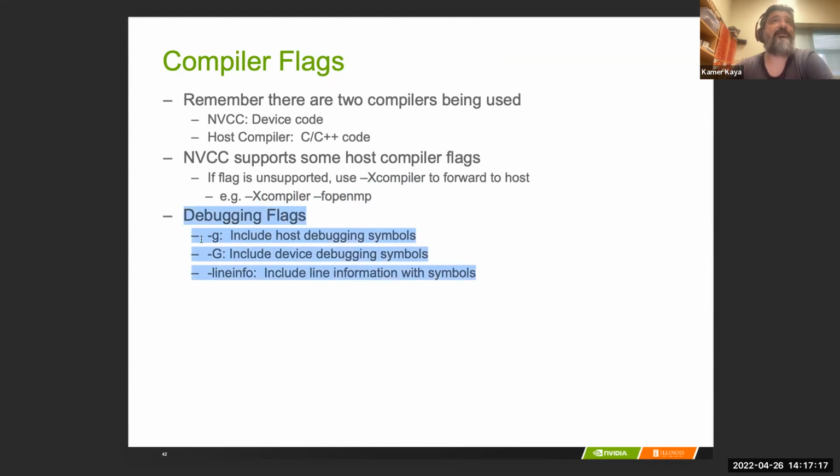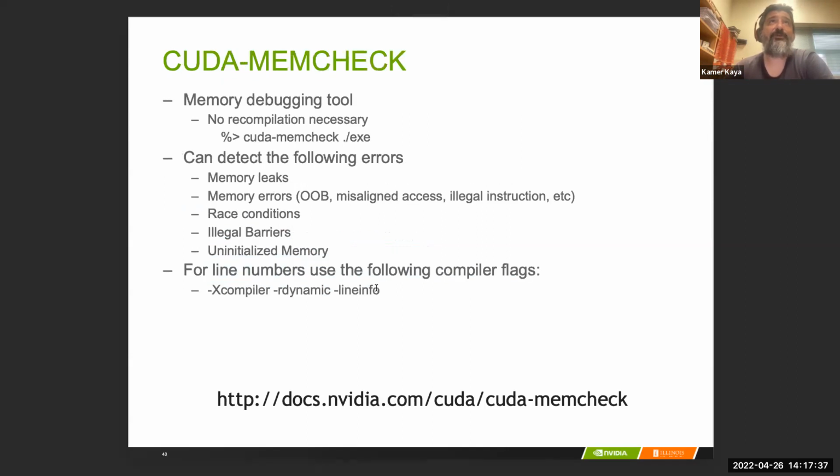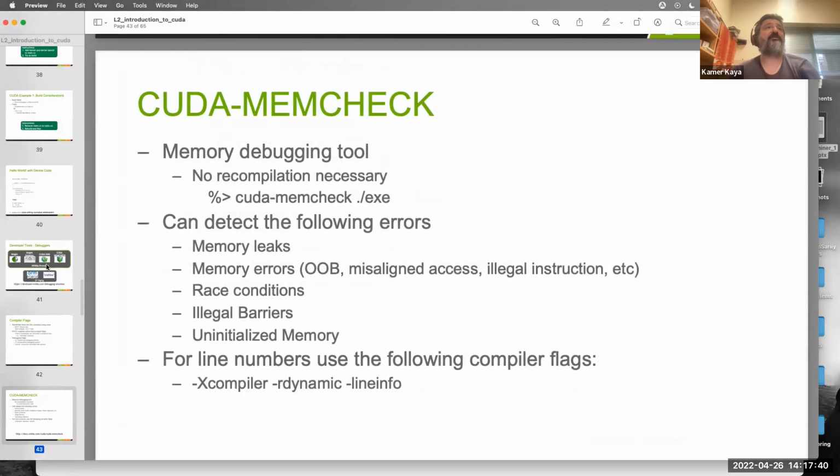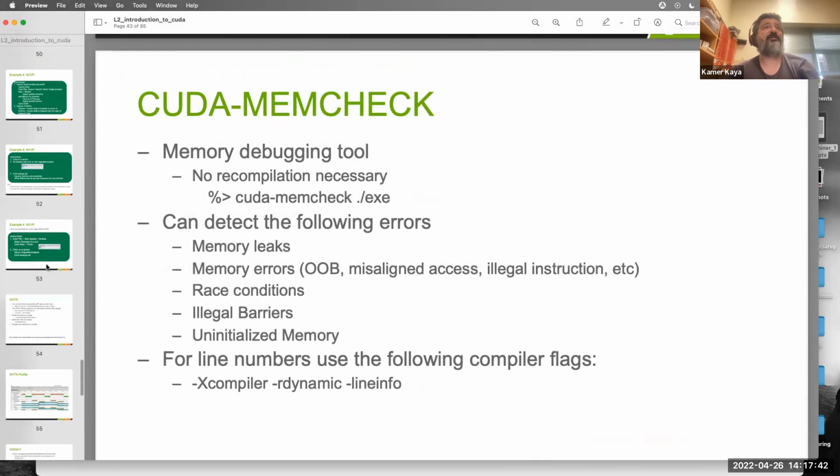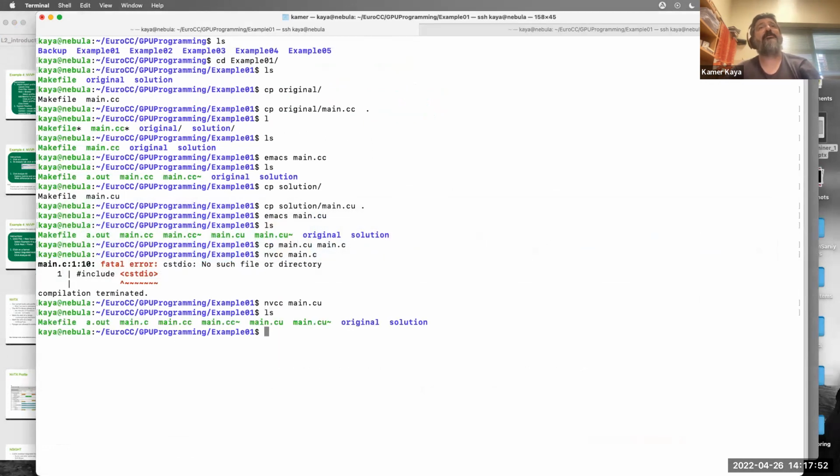There are debugging flags. This is similar to GCC, -g and -G. -g includes host debugging symbols. Capital -G includes device debugging symbols. And -lineinfo includes line information with symbols, which is really useful, especially if you are trying to find an invalid memory access. So, CUDA memcheck. That is the thing that I want to talk about a little bit. And after that, I think I will be done with this, because as I told you, tomorrow there will be the course.